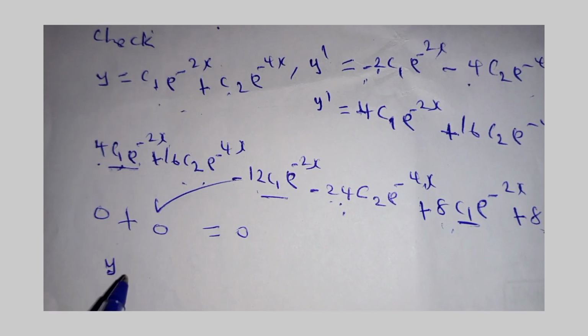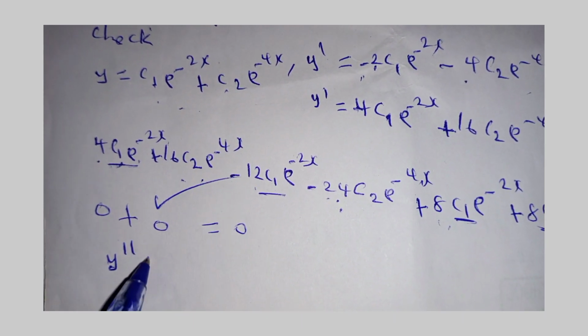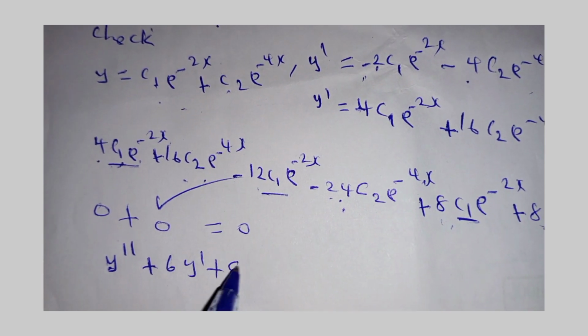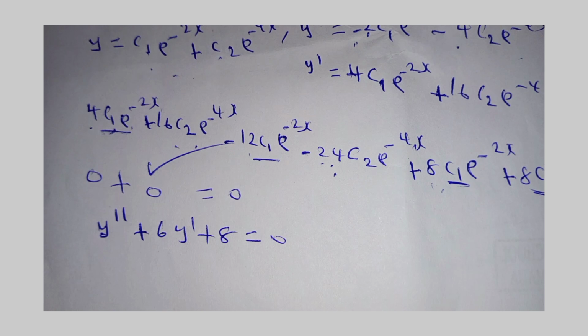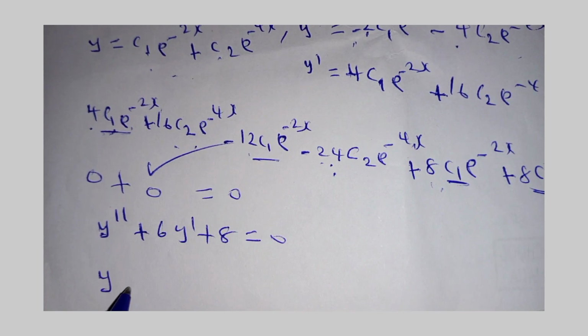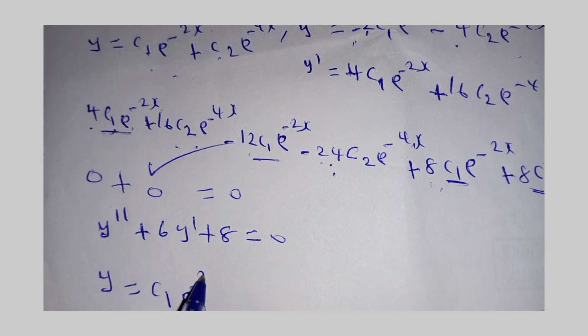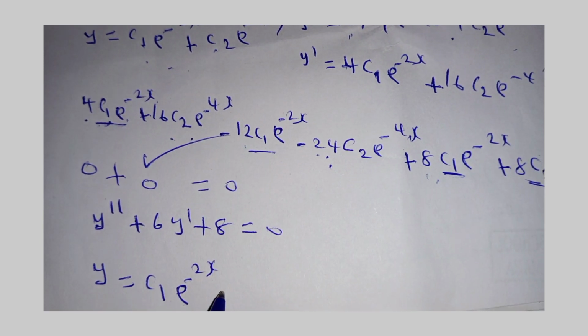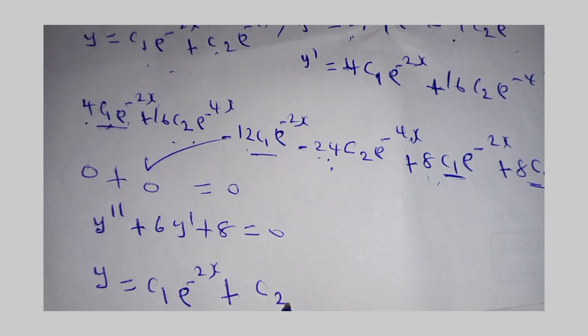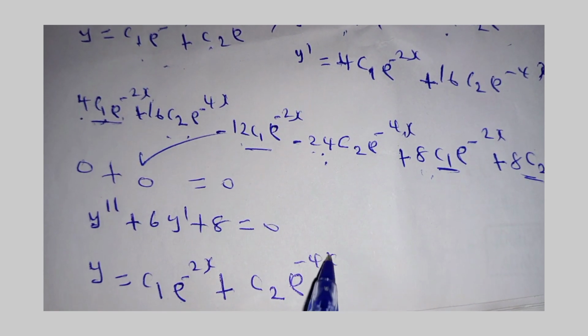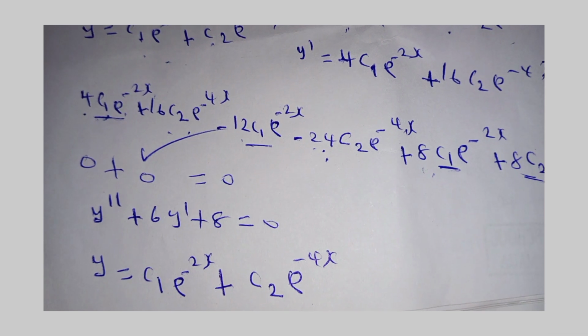So the solution of this second order ODE, y double prime plus 6y prime plus 8y equal to 0, is y equal to c1 exponential negative 2x plus c2 exponential negative 4x. That is our correct working.